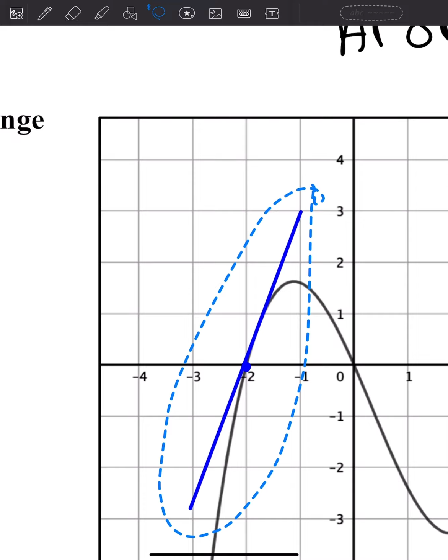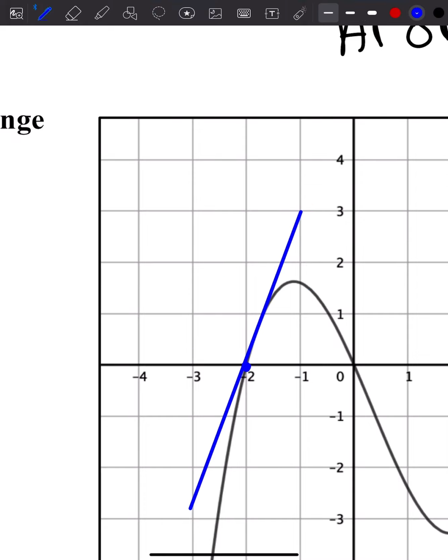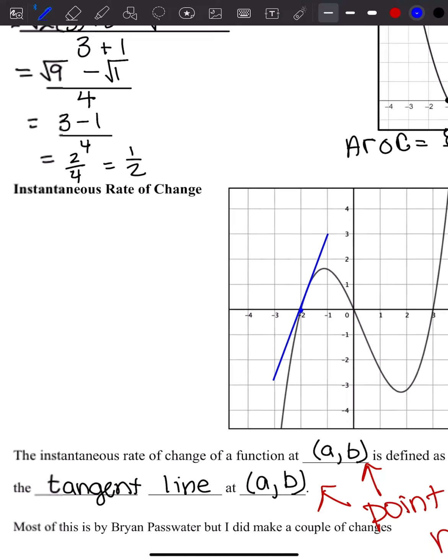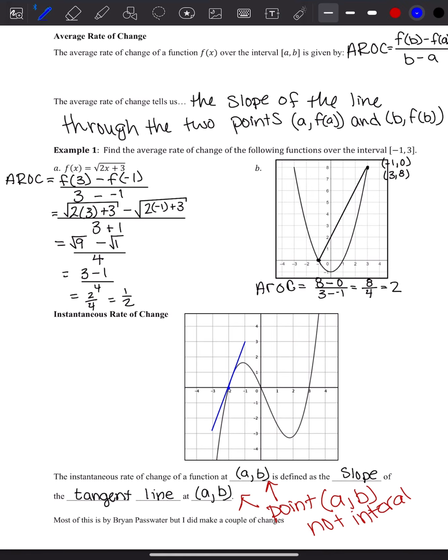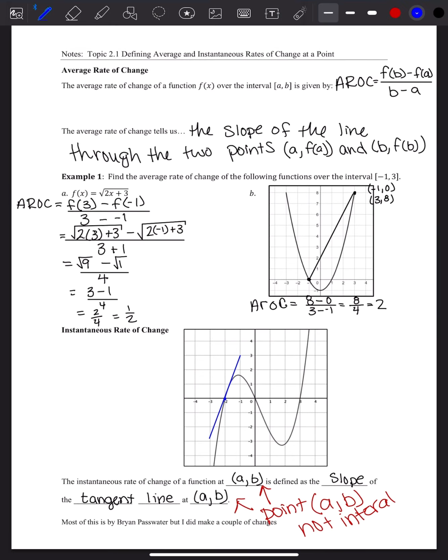But it's close enough. So one of the things that we have to know is that we can't actually find the slope of a singular point. The reason why is we rely on having two points to find our slope. If we were to only have one point and we plugged it into our slope formula, it would give us 0 over 0, which means that we would have to absolutely try something different.